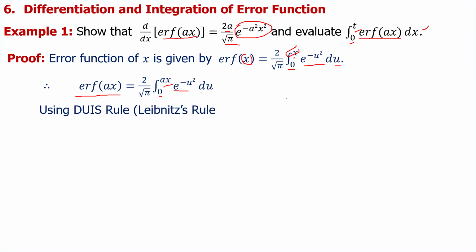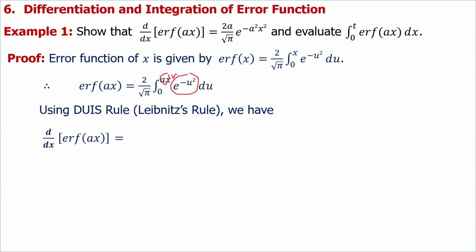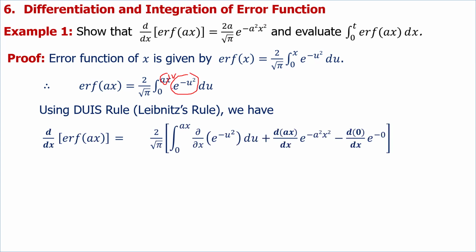Using DUIS rule, because if you want to differentiate it, since it is not possible to integrate e to the power minus u square, we apply the DUIS rule, rule number 2. Why? Because if you want to differentiate with respect to x, the upper limit of the given integration is a function of x. We know that DUIS rule means differentiation under integral sign. Rule number 2 is what?